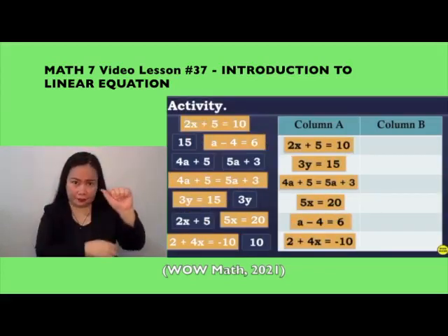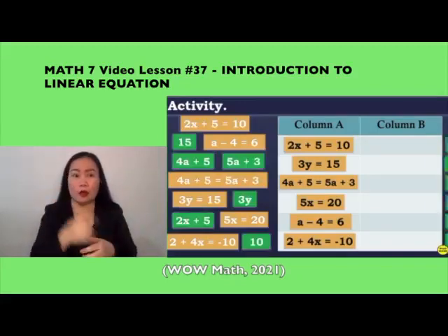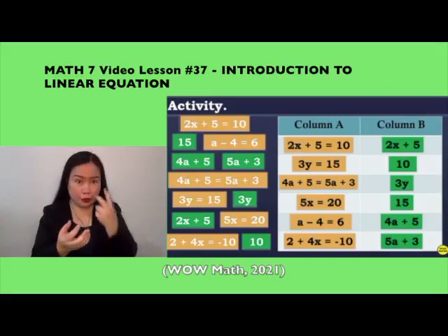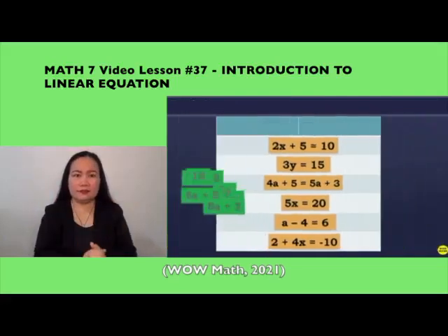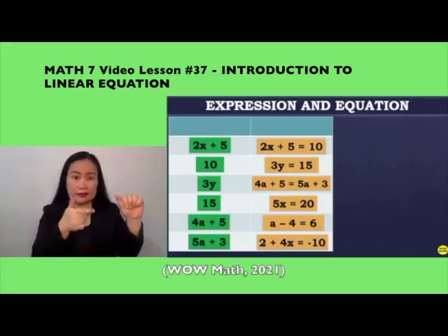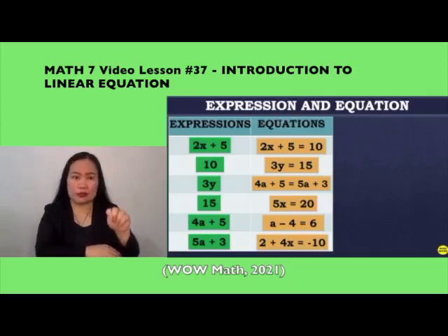Tingnan mabuti, tingnan ninyo ano ba ang common sa kanila. And then for column B, I have here 2x plus 5, 10, 3y, 15, 4a plus 5, 5a plus 3. I want you to look and observe our examples sa column A and column B. So ano nga ba ang pagkakaiba nitong dalawang to? Yung nasa column A natin, itong green colored, these are all expressions. And itong nasa right natin, these are all equations.